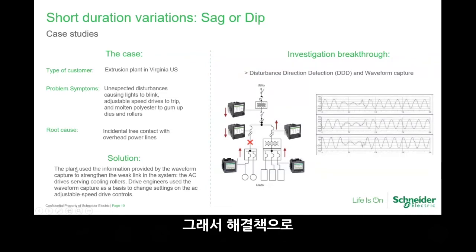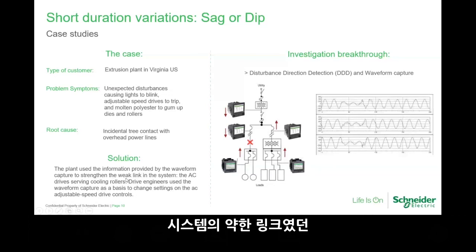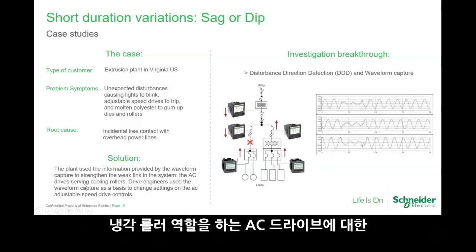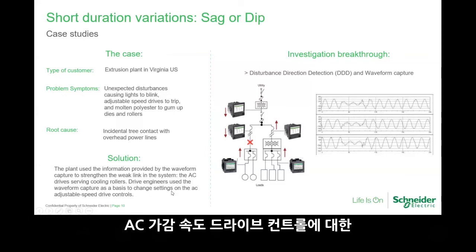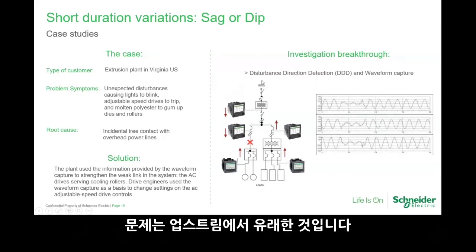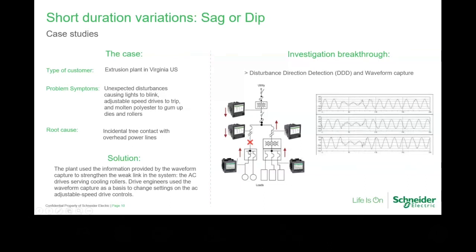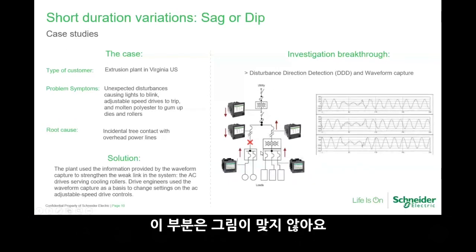So, the solution: the plant used the information provided by the waveform capture to strengthen the weak link in the system, the AC drive serving the cooling rollers. The drive engineer used the waveform capture to adjust the basic settings on the AC drive control. So basically this is the root cause, and the issue is from the upstream itself. Actually this is from the second case itself, so the picture is not correct over here.